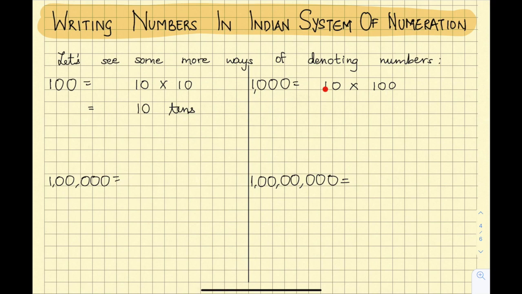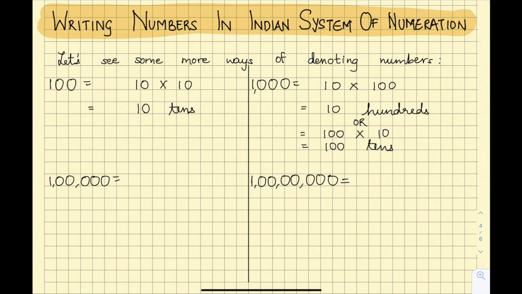So here 1 ones gives 1 and then again 3 zeros, which will give us 1000. So this can also be written as 10 hundreds, because 100 is hundreds. Or else you can write it vice versa, that is 100 multiplied by 10. So this you can write as 100 tens. Now we move on to the next one, that is 1 lakh.